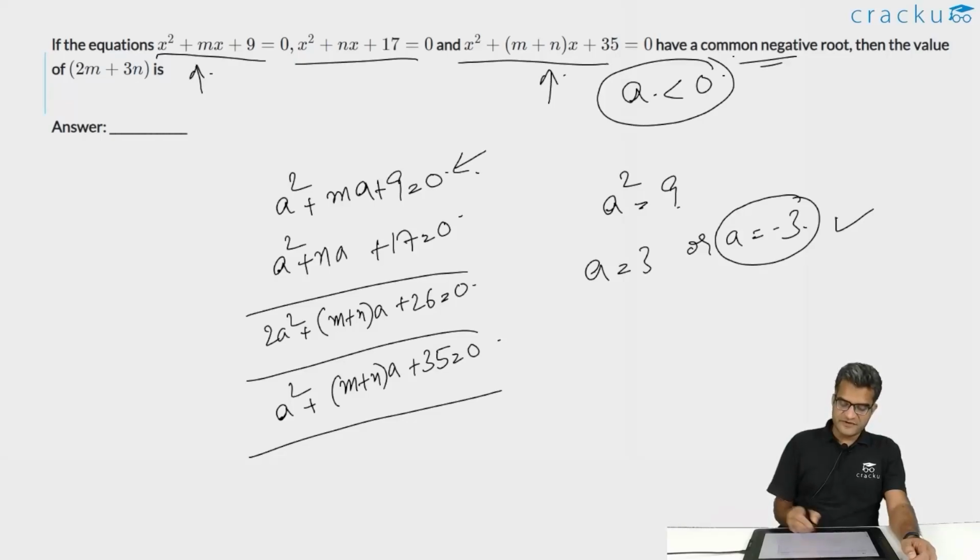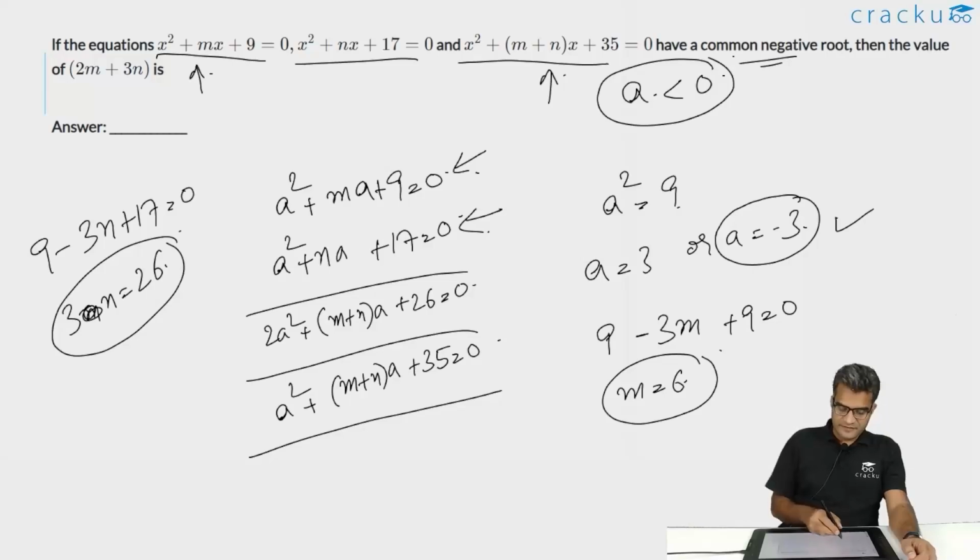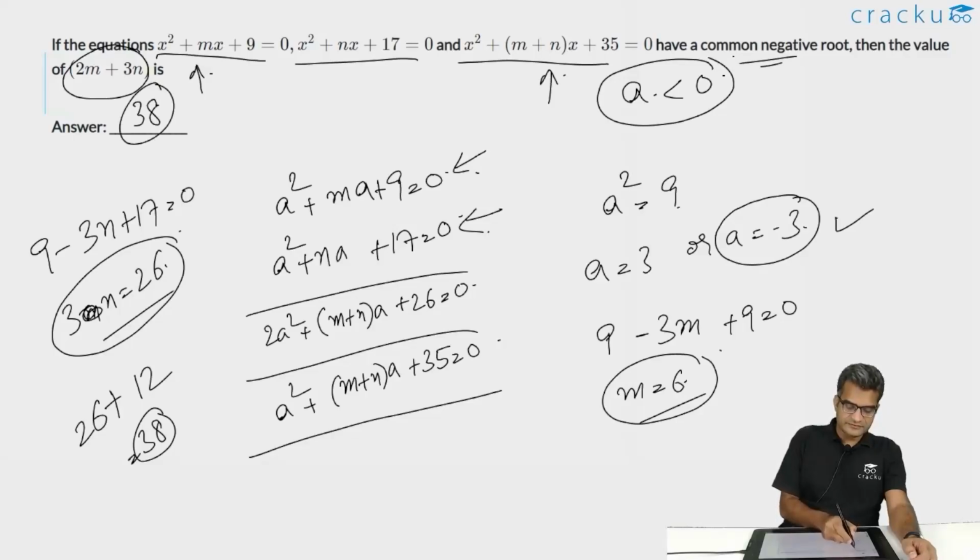And from this equation, we are going to get that 9 minus 3m plus 9 is equal to 0, or the value of m is equal to 6. From this equation, we are going to get that 9 minus 3n plus 17 is equal to 0, or the value of 3n is equal to 26. We are required to calculate 2m plus 3n. 3n is 26. 2m will be 6 into 2, which is 12. So this will be 38. So the answer for this question is 38.